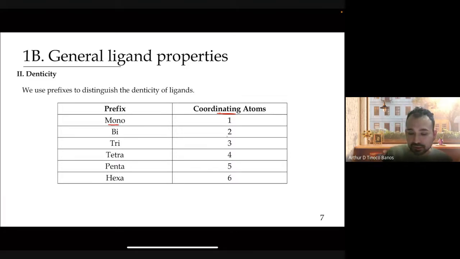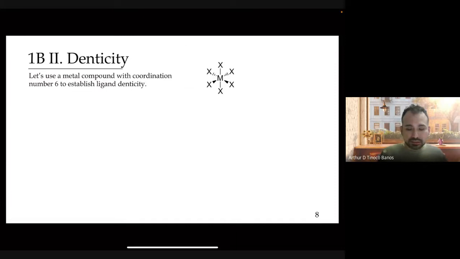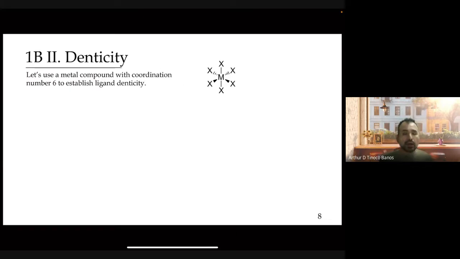If you have something that has two atoms, well, that would be bidentate. Three atoms, tridentate. And so you see the trend there. Something that's very important in terms of classification is how many atoms are actually coordinating to the metal center. So we're going to look here at just an example of a metal compound.